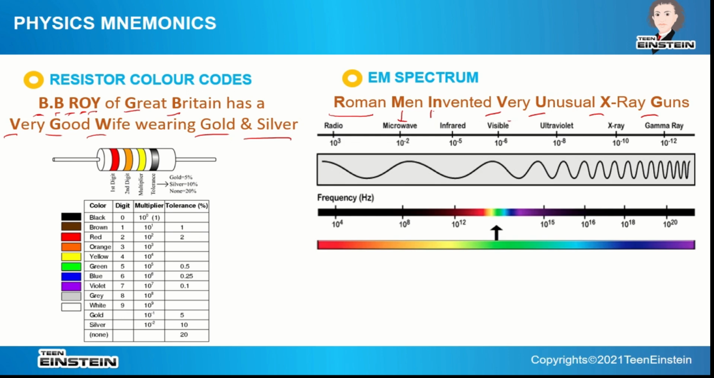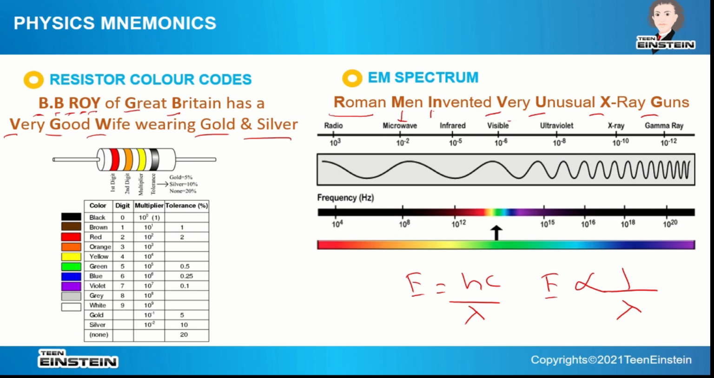As you know, E equals hc by lambda, this is the general formula, and as you increase the wavelength, the energy decreases because they are inversely proportional. That's why gamma rays have higher energy compared with radio waves. The radio wave wavelength is really high, whereas in gamma rays the wavelength is really small. So if you remember this statement, Roman men invented very unusual X-ray guns, you can easily write down the order of the electromagnetic spectrum. Some more mnemonics we'll discuss in the coming videos.